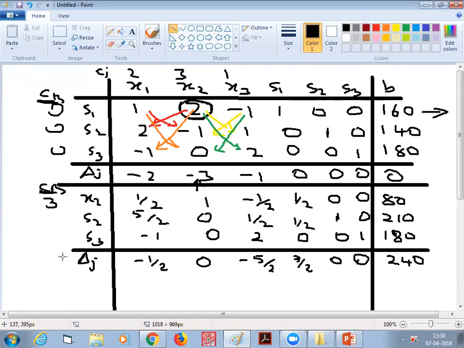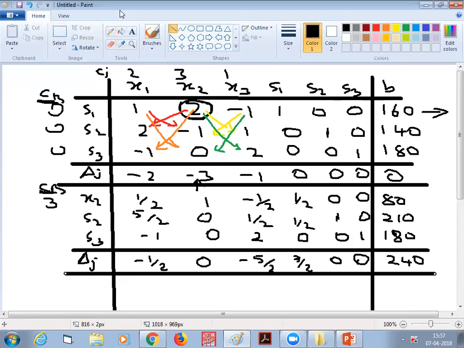But can we improve that? Can we improve the Z value? Yes, because there are two negatives. The fact that we have negative delta J means we can improve the Z value. So which one should we take this time? Remember the most negative. Which one is most negative? Minus 5 by 2.